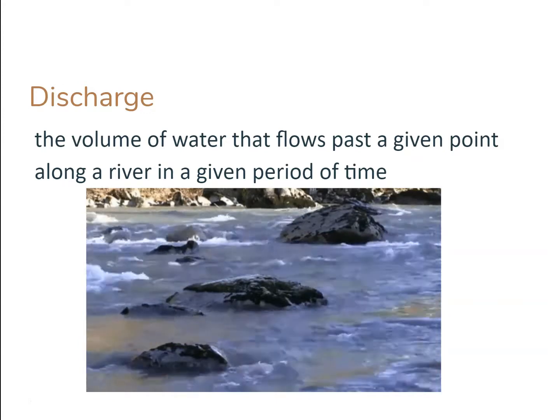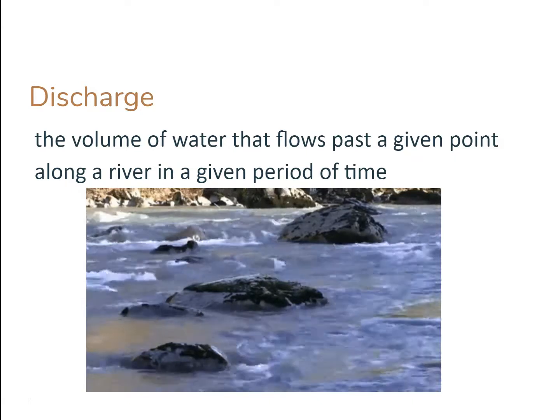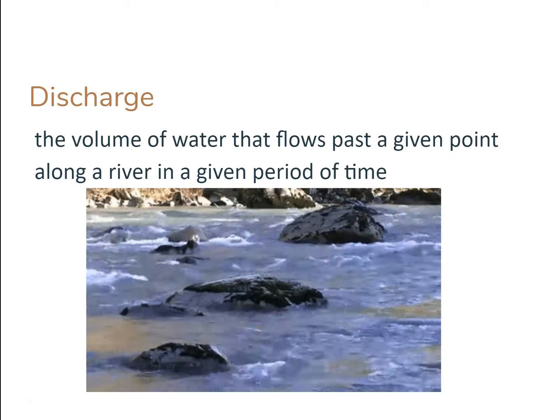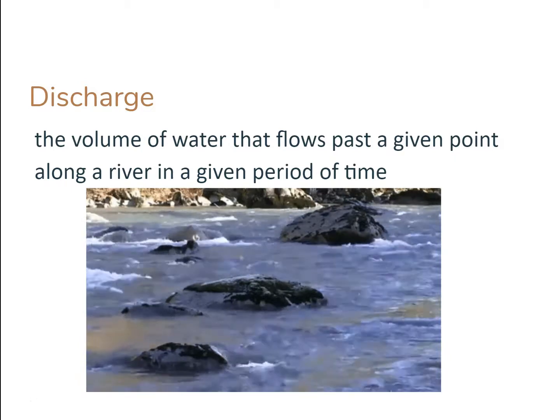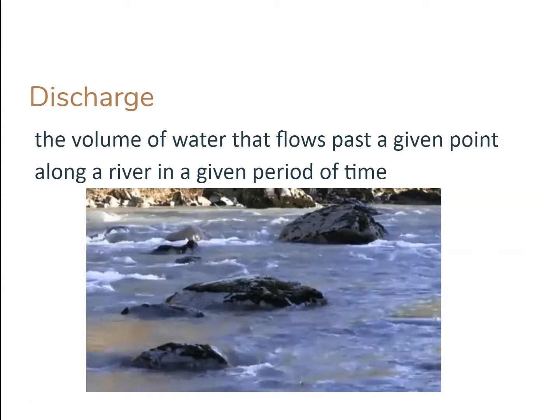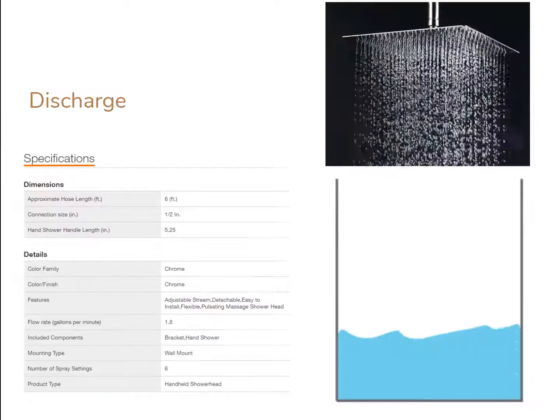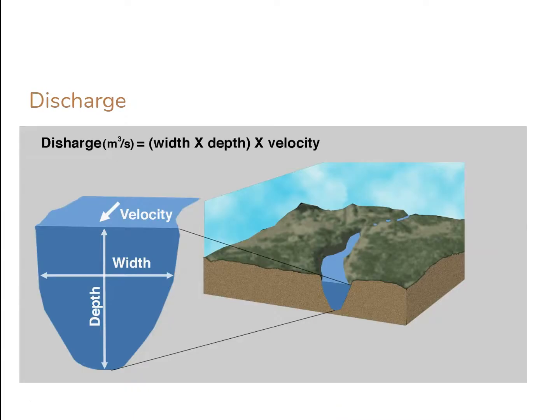So that's like if you stand on a bridge and you watch water flow beneath you and you look at the volume that passes by in 1 second. But of course, that's going to depend on a lot of different factors, how deep the water is, how fast it's moving. And so we need to be able to measure it and to quantify it. So discharge, we can also define by using a math equation. So discharge is the width of the stream times the depth of the stream times the velocity.